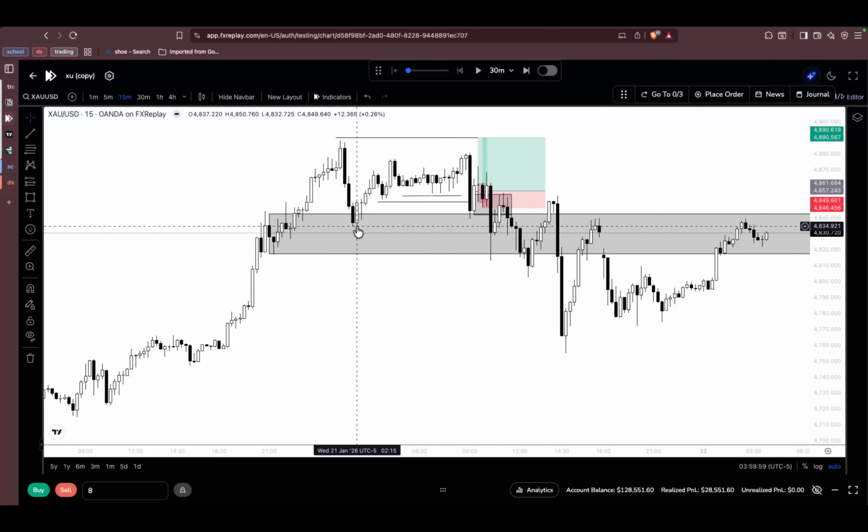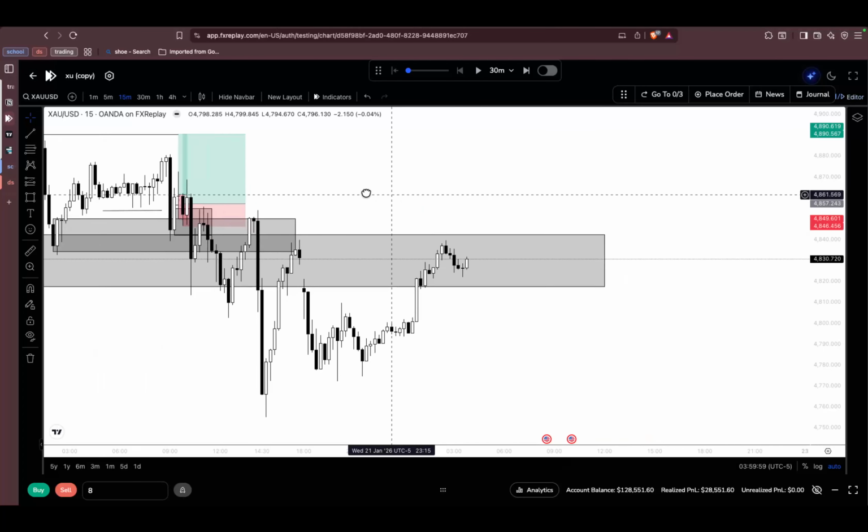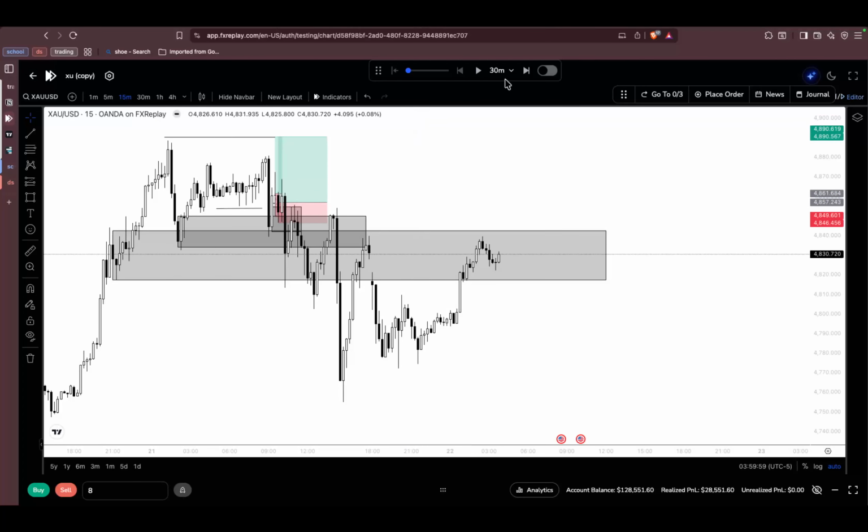Came down, tapped back into this demand zone. Or you could even have it right here as well. Price strong push up. Enter right there. I'm not mad at that trade. It was a good trade, in my opinion.